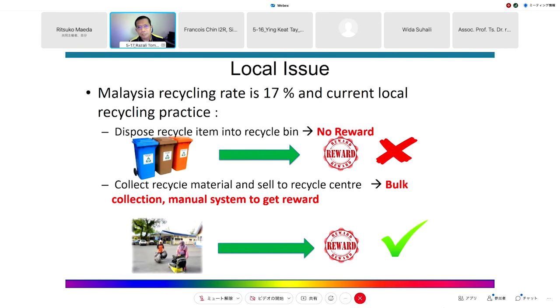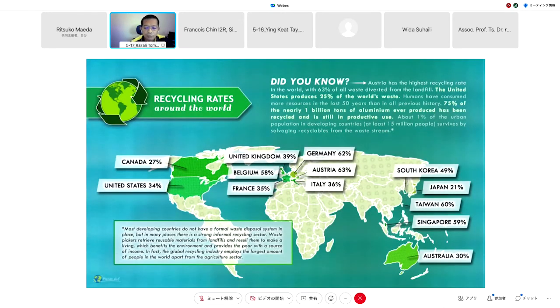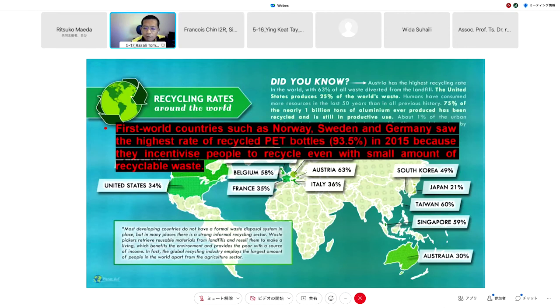But currently in Malaysia, the recycling rate for plastic is around 20 cents per kilogram, and for aluminum cans it's around 2 ringgit something. It's quite good. So this is some statistics of the recycling rate around the world. One thing I want to emphasize from this figure is that first world countries such as Norway, Sweden, and Germany show the highest recycling rates because they incentivize people to recycle, even with the smallest amount of recyclable items.